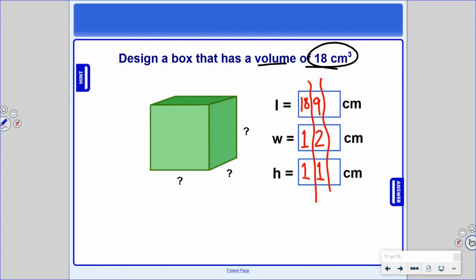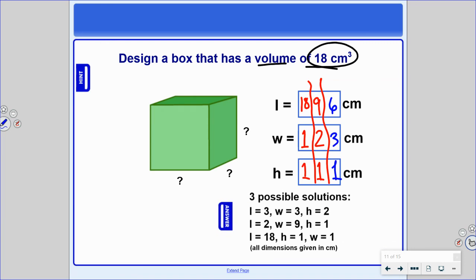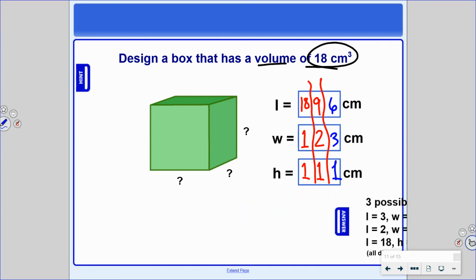What about 6? Where you could have 6 by 3 by 1. There's a lot of different possibilities. If you want, pause the video, come up with your own. Come on back when you're ready to look at other examples. So one other example, 3 by 3 by 2, we could have talked about it. 2 by 9 by 1, we do have that one. 18 by 1 by 1. And yes, we could have split this up into decimals as well. That's only 3 possibilities. There's scores of possibilities here.